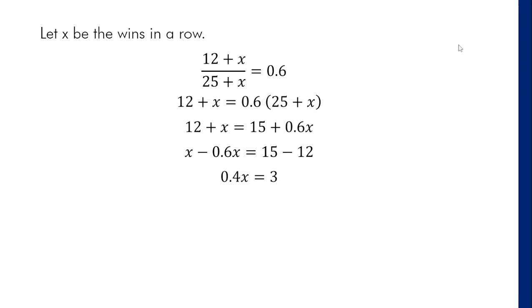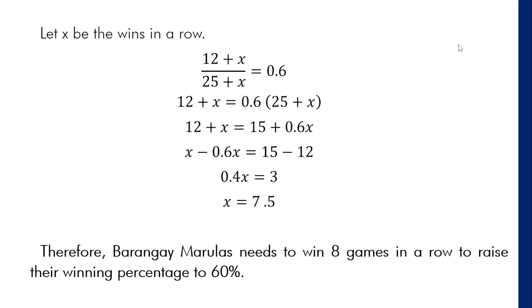So we'll have 0.4x is equal to 3. Dividing both sides by 0.4, that is 7.5. So what does it mean? Therefore, Barangay Marulas needs to win 8 games in a row to raise their winning percentage to 60%. So they need to win 8 games in a row, again, to have that winning percentage of 60%.